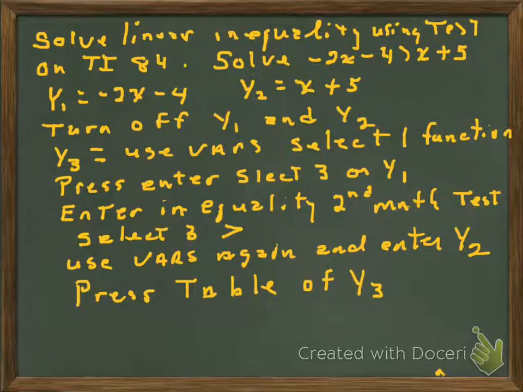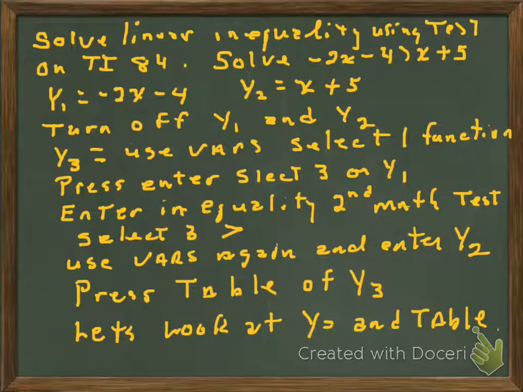So now what we have, if we press the table for y3, is we have the test to determine if indeed y1 is greater than y2, and we can look at what values we have. So let's look at a shot of those tables.